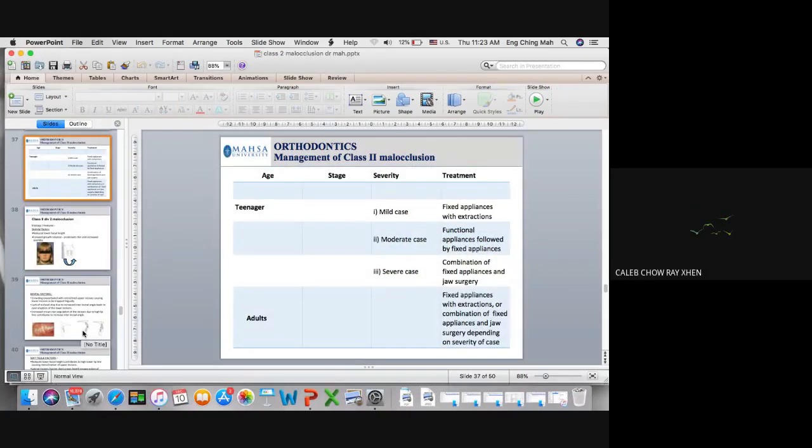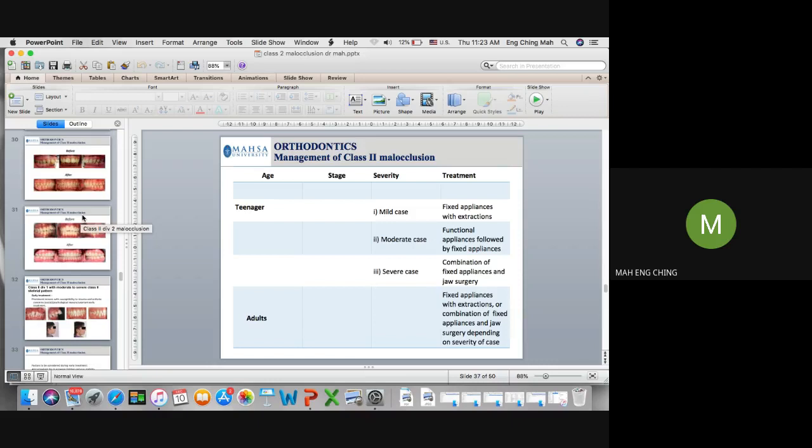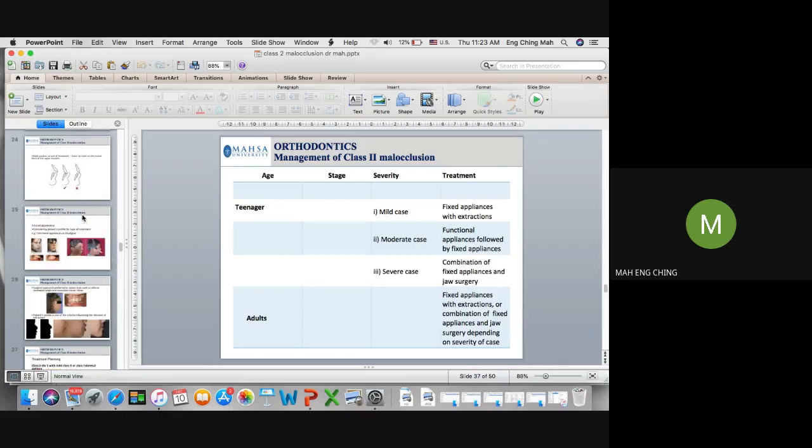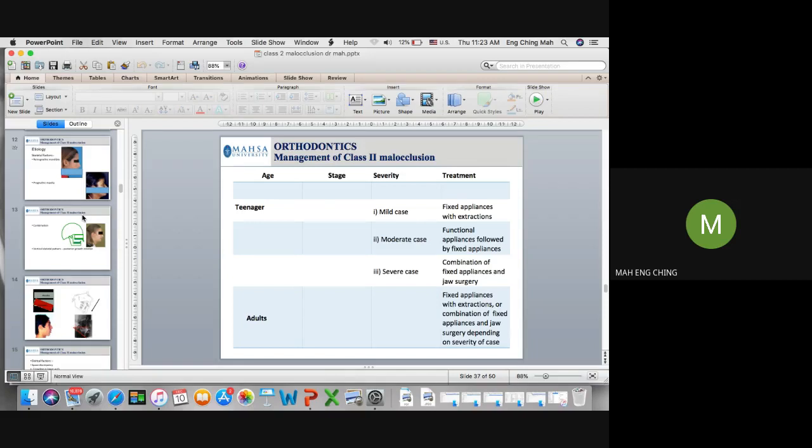The concept? Are you clear about the classification, class 2 half unit? What is class 2 half unit? Tell me about it. Can you tell me what's class 2 half unit?